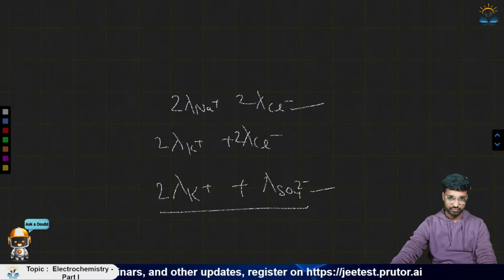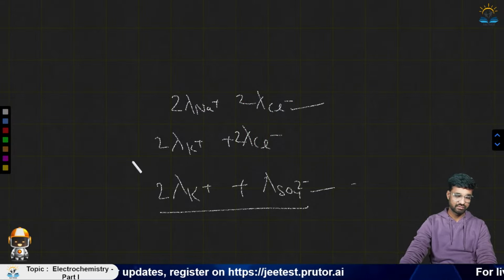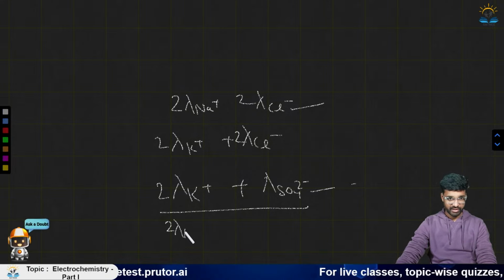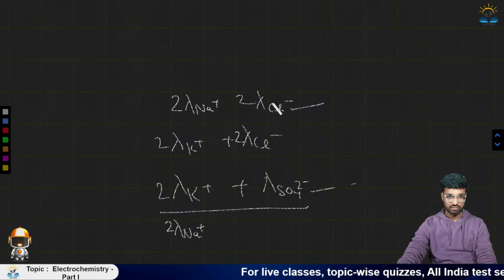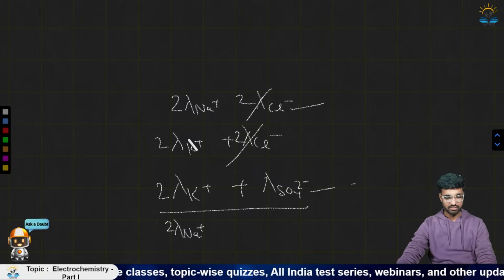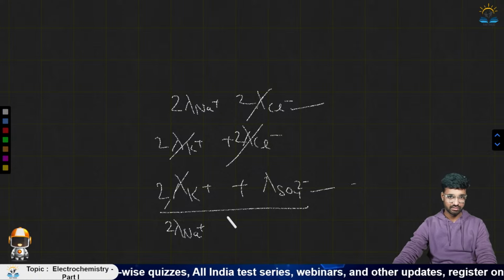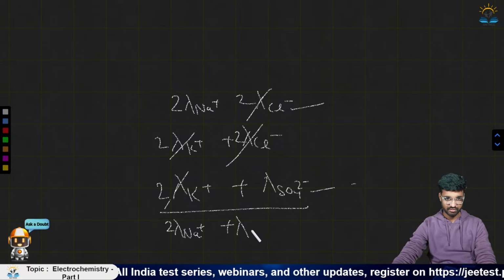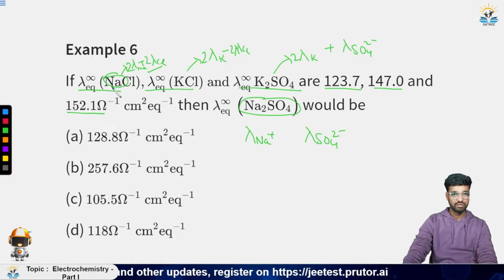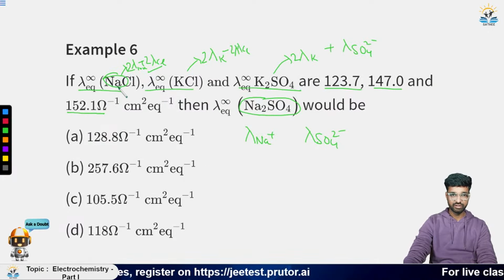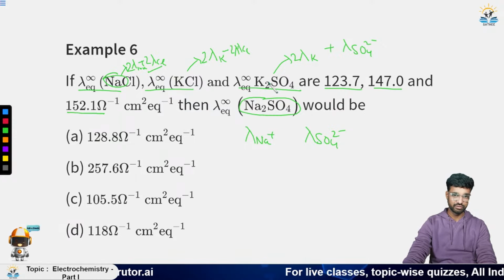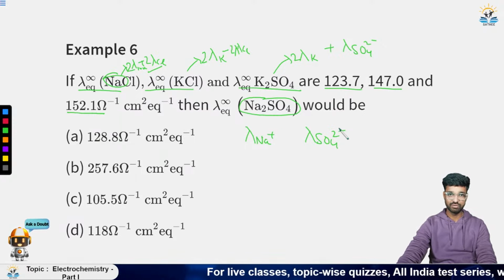So if we add these 2 and subtract this one, it will give 2 lambda Na plus, of course. This one and this will get cancelled. Similarly, this and this will get cancelled, and we will get SO4 2 minus. So you must have gotten an idea. You have to multiply the lambda infinity of this by 2, this by 2, add the resultant of these 2 and subtract KCl, then you will get your required answer.